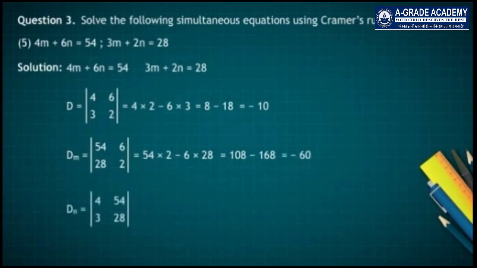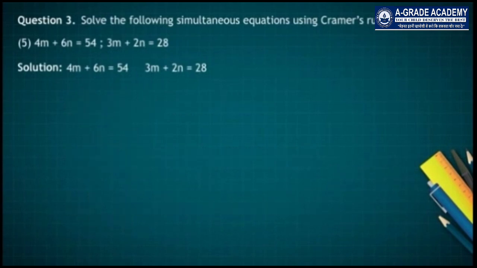Determinant Dn is equal to |4 54; 3 28|, which is equal to 4 into 28 minus 54 into 3, which is equal to 112 minus 162, which is equal to -50.